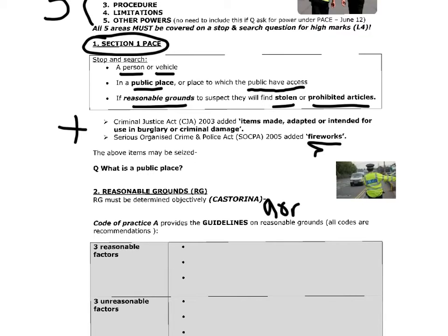So if you want to add it onto yours, if the normal person would stop and search, then that would mean that you would be allowed to. So we're using an objective test, looking at the viewpoint of the average person on the street. Okay? So it must be determined objectively. We'll look at whether they would do it in that instance.